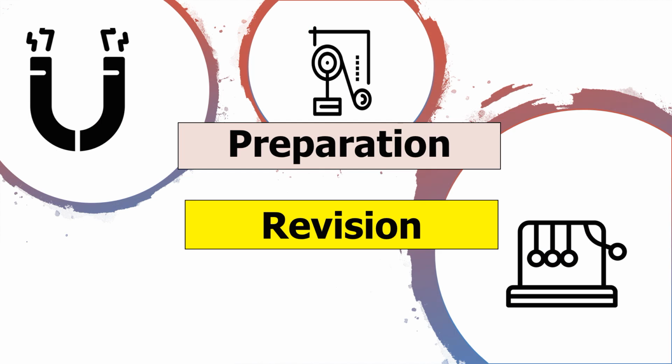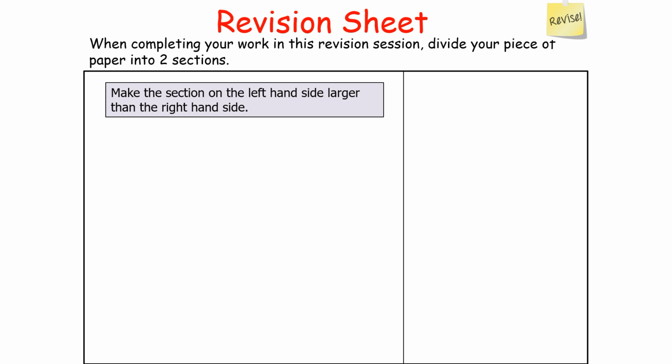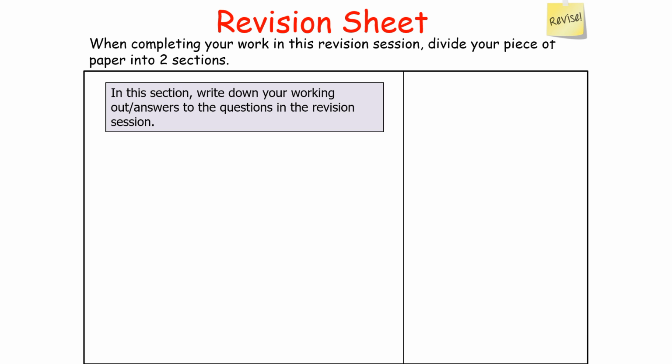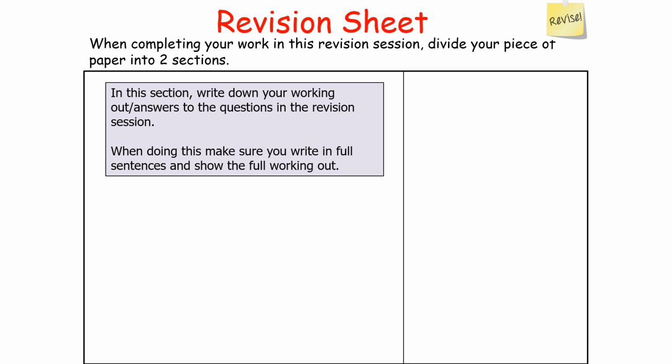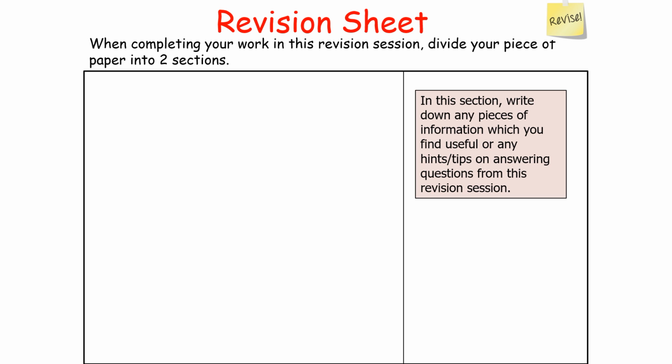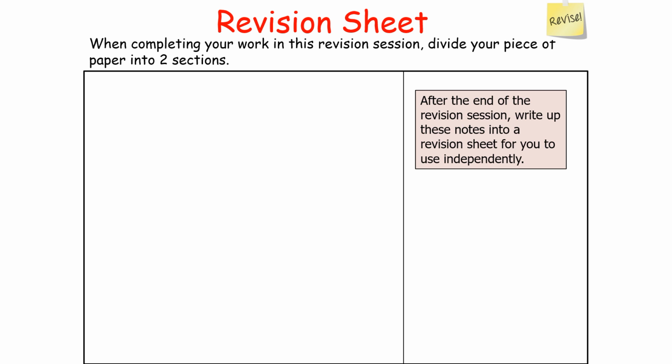So how do you prepare for this revision session? When completing your work in this revision session, divide your piece of paper into two sections. Make the section on the left hand side larger than the right hand side, and in this section write out your working out and your answers to the questions in the revision session. When doing this, make sure you write in full sentences to show the full working out, whilst in the right hand section write down any piece of information which you find useful or any hints and tips on answering questions from this revision session, and at the end of the revision session write up these notes into a revision sheet for you to use independently.